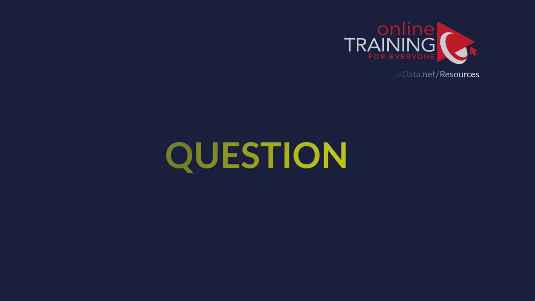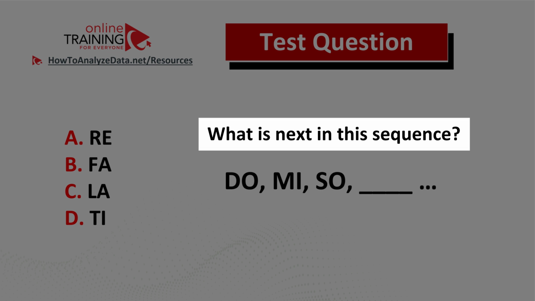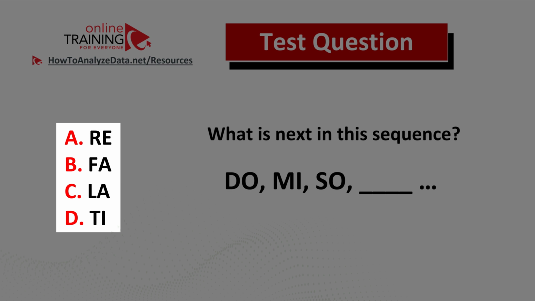Here's a tricky question from the real test, but somehow I have a feeling that you might be able to come up with the answer. What comes next in this sequence? You have a sequence of items: do, mi, so, and then the missing item. And you have 4 choices to pick from. Choice A, RE, choice B, FA, choice C, LA, and choice D, TI.